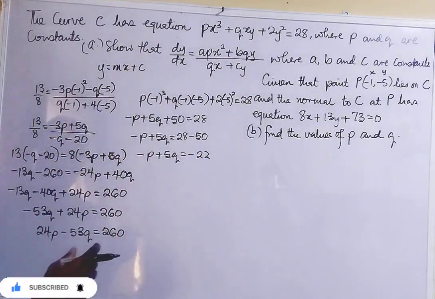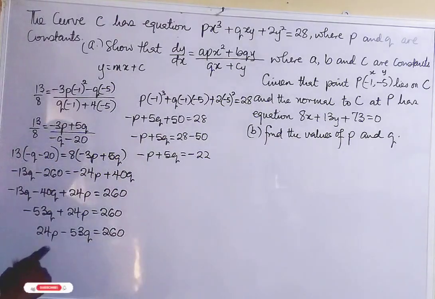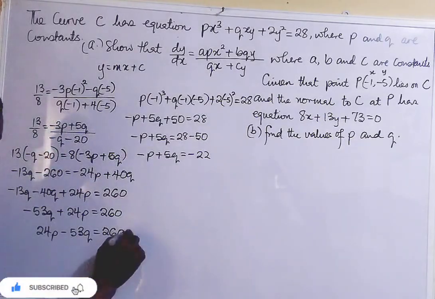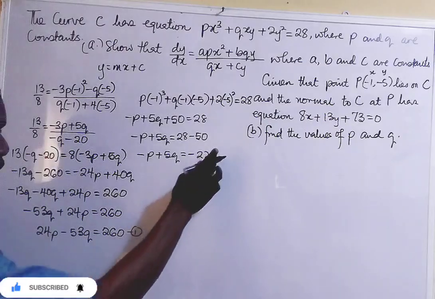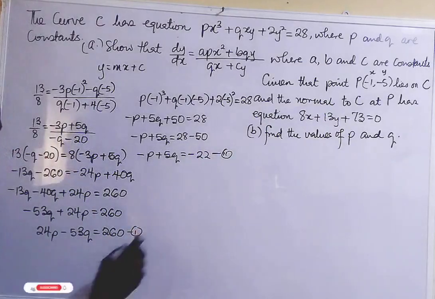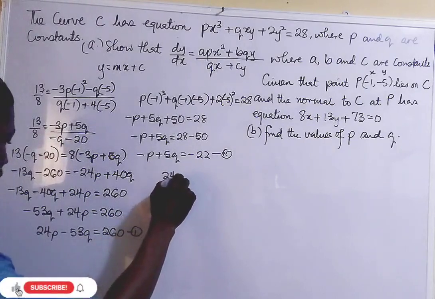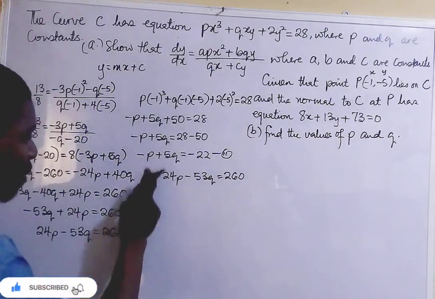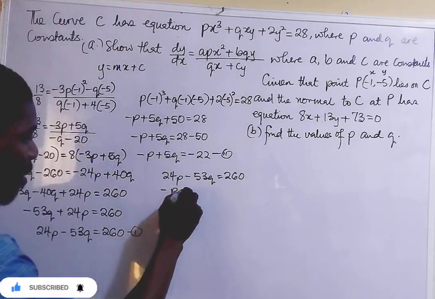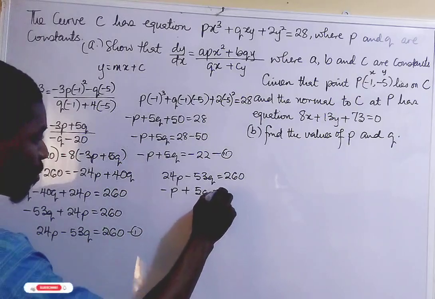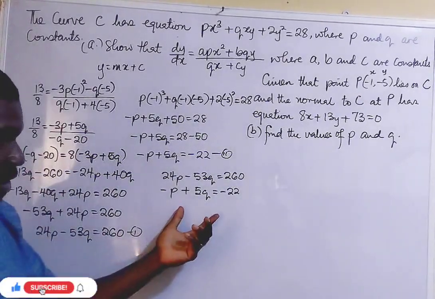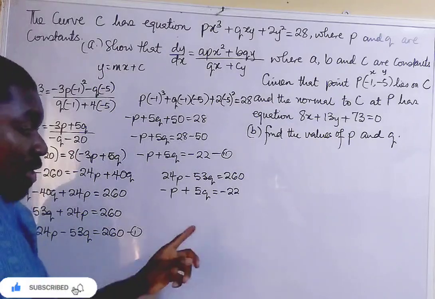Now repositioning this, since we have p here, we have q. Now let us reconcile the two. Let us make this one equation 1 and make this one equation 2. So let us come here. We have 24p minus 53q equals 260. Then negative p plus 5q equals negative 22. Now we can solve this by using our elimination method.